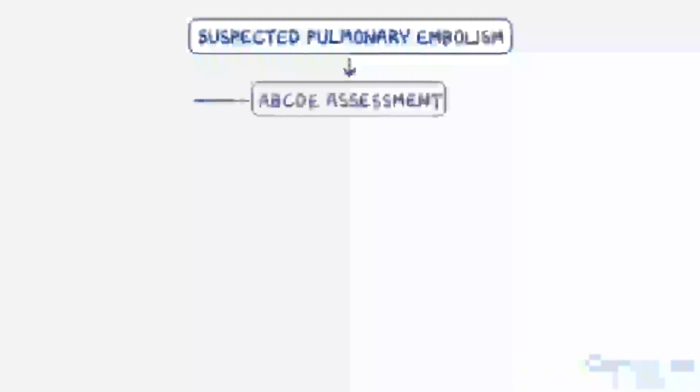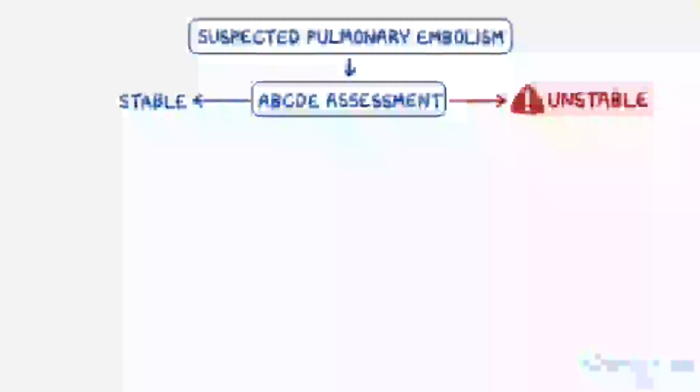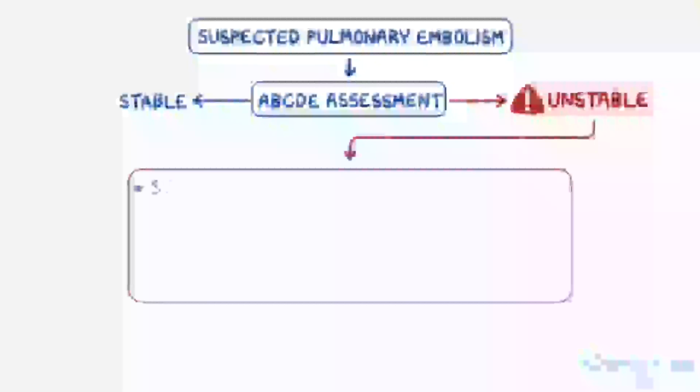When assessing a patient with a suspected pulmonary embolism, first do an ABCDE assessment to determine if your patient is stable or unstable. An unstable presentation is commonly caused by a large embolus in the main pulmonary artery. Because of the high mortality risk in these patients, it's essential to stabilize their airway, breathing, and circulation first.